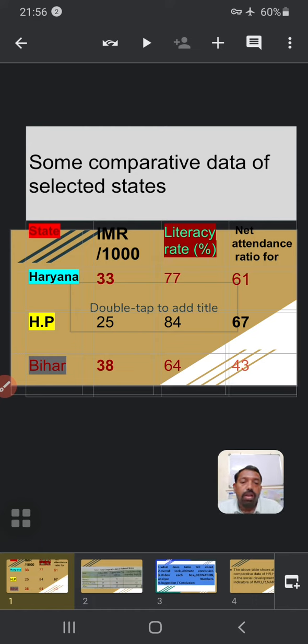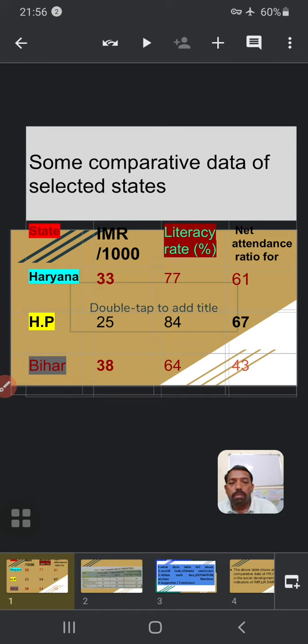Let us take one table from your class lesson number 2, Ideas of Development, table number 4, page number 22 in our textbook. Now let us see how to write the answer if the same table comes in our examination. This is the data you observe. There is some comparative data of selected states.